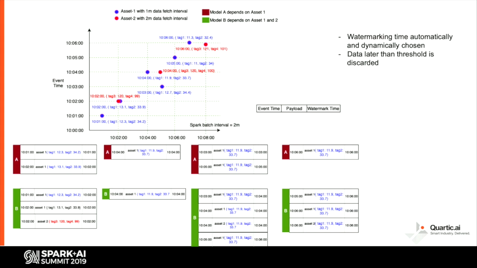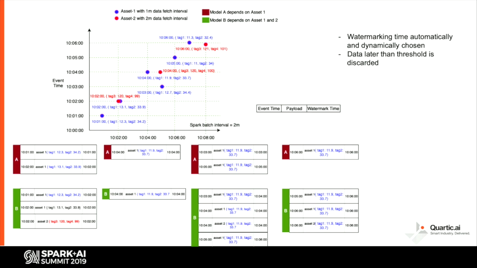So we see that some of the data from asset 1 is coming right on time, while some of the other data is arriving late. When the first Spark batch happens at 10:02, we have the required data from asset 1 available for the model processing, so all of that is sent for processing. Similarly for model B, at 10:02 we have all the data available, so that is also sent out for processing.